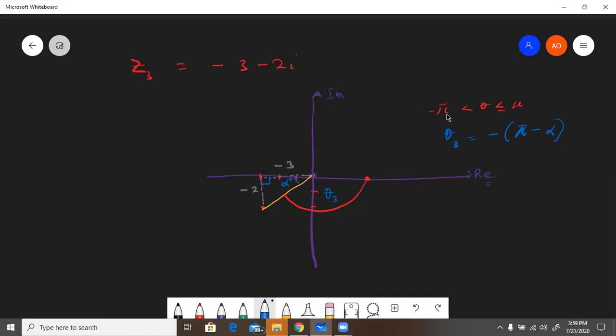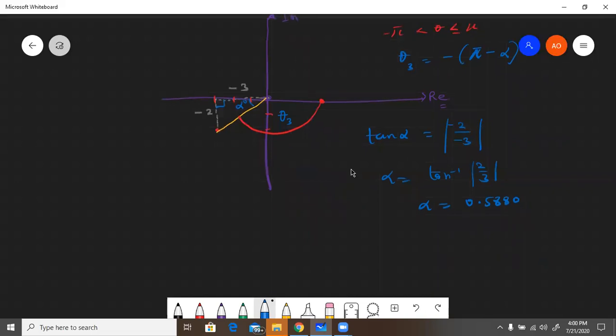Let's find alpha. This is the opposite and this is the adjacent. So tan alpha equals opposite over adjacent, minus 2 over minus 3, so we take the absolute value. Alpha equals tan inverse of 2 over 3, which is going to give us 0.5880.